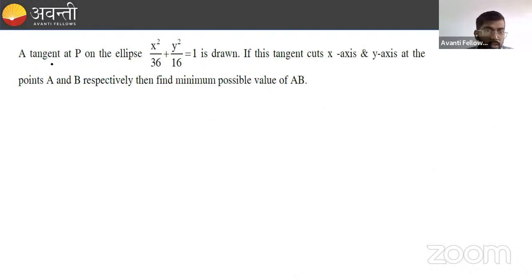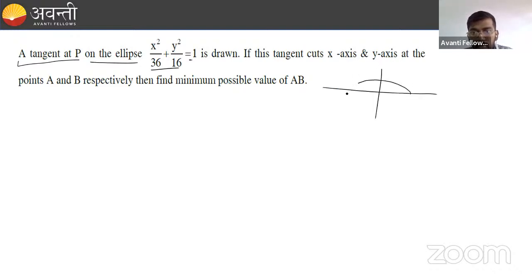Okay. So now here, let's try to first understand the question. Here it is given that a tangent at P on the ellipse x square by 36 plus y square by 16 equals 1 is drawn. So first of all, what our basic instinct should be, we will draw an ellipse. Let's draw an ellipse and then let's draw a tangent at this point. So this P, since we know here in this question a is 6 and b is 4.